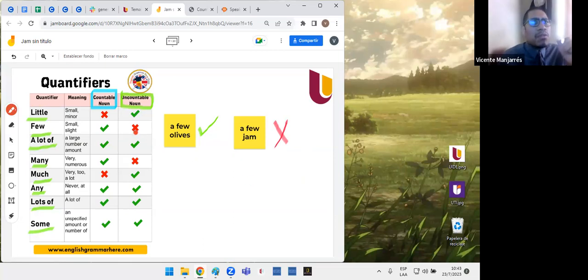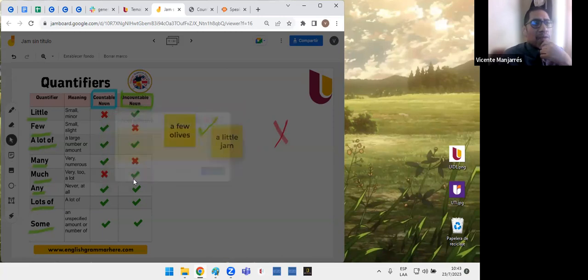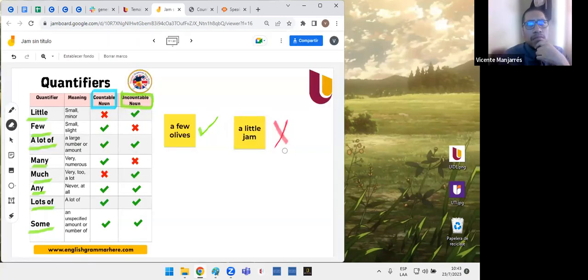But if you apply the right quantifier, you can use it. For example, to say small quantity of uncountable nouns, you say little. So if you say a little jam, that is correct. Okay? So you need to choose your quantifiers carefully.